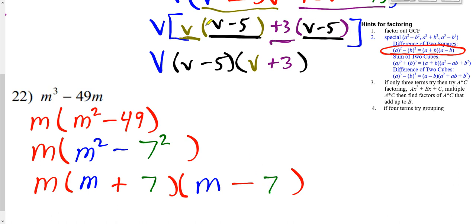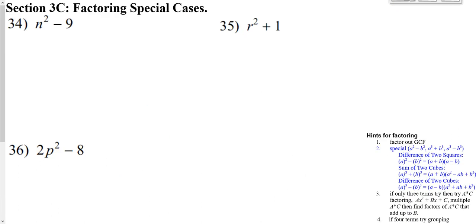Now, I've seen a lot of people not rewrite our problem so it looks like this, and then they mess up what they actually need to put down below. Take the time to rewrite it as something squared minus something squared. So we're going to continue here.